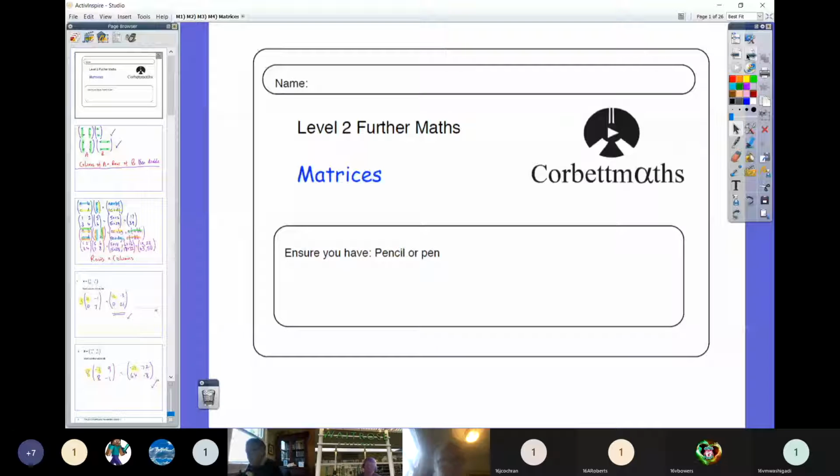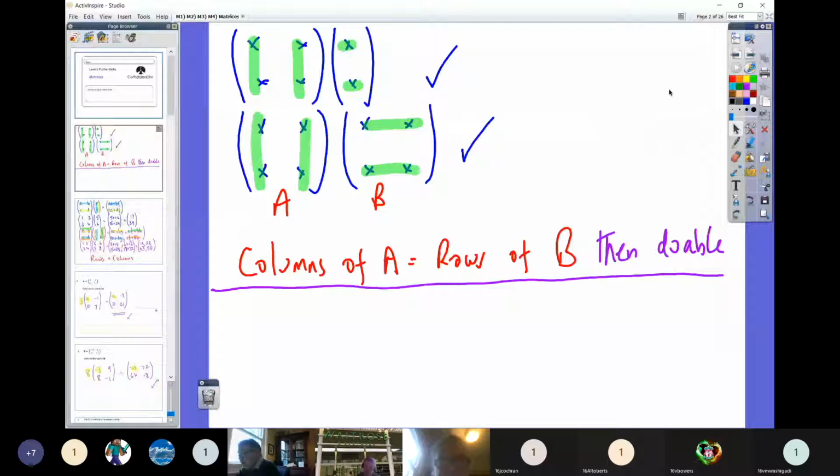When can you actually multiply matrices? Okay, and at further maths, you're either going to have a 2x2 matrix and then two in a single column, or you will have a 2x2 matrix. Those are the two scenarios where you can multiply them. Okay, so you need the columns of the first matrix to equal the number of rows of the second matrix, then you can multiply them.